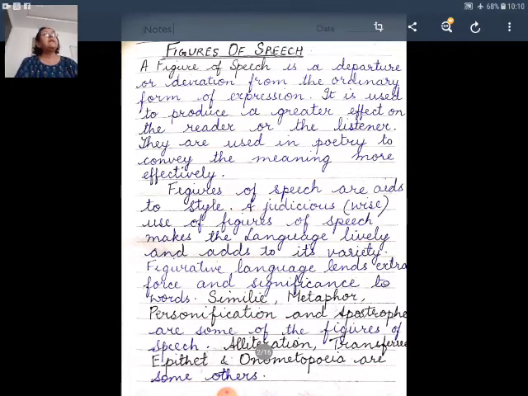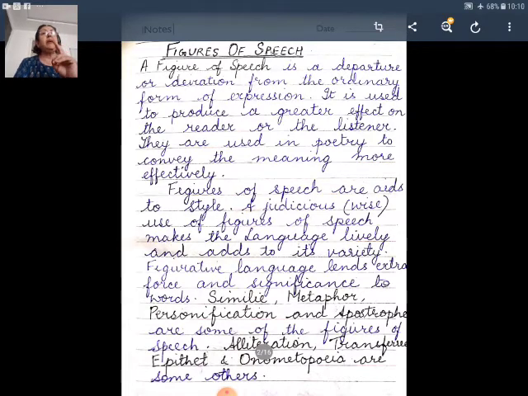A figure of speech is a departure or deviation from the ordinary form of expression. It is used to produce a greater effect on the reader or the listener. They are used in poetry to convey the meaning more effectively. I already told you that. Figures of speech are aids to style. A judicious, which means wise, use of figures of speech makes the language lively and adds to its variety. Figurative language lends extra force and significance to words.